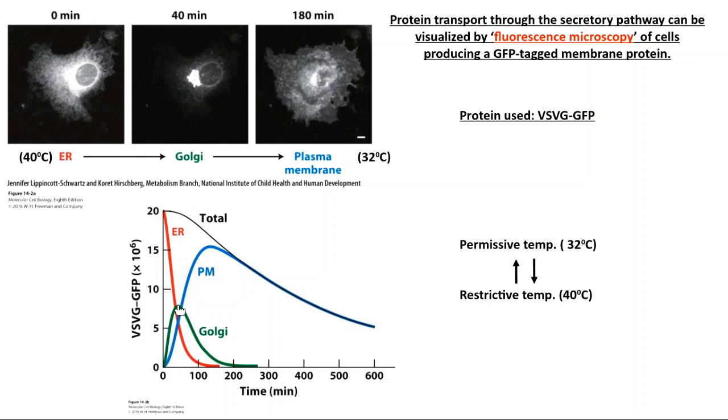And then as it increases in number in the Golgi, at the same time, proteins are also being transported to the plasma membrane. So once all the proteins are here, all the proteins slowly start moving to the plasma membrane, and by that time the concentration in the Golgi decreases. And when it goes to the plasma membrane, then either they get secreted or they stay on the plasma membrane.